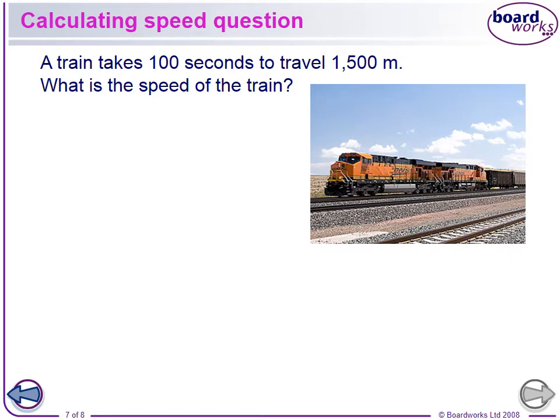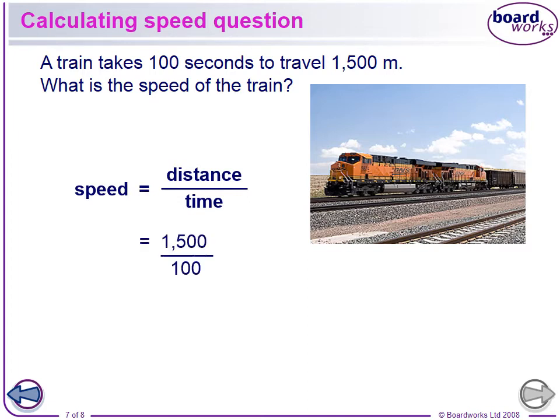All right, so we're going to do a couple practice questions on calculating speed. So a train takes 100 seconds to travel 1,500 meters. What is the speed of the train? So remember, our formula is speed equals distance over time. So you look up at the problem and you circle the distance. So is 100 seconds the distance, or is 1,500 meters the distance? It's 1,500 meters, and then you put it over 100, and voila, you have your speed in meters per second.